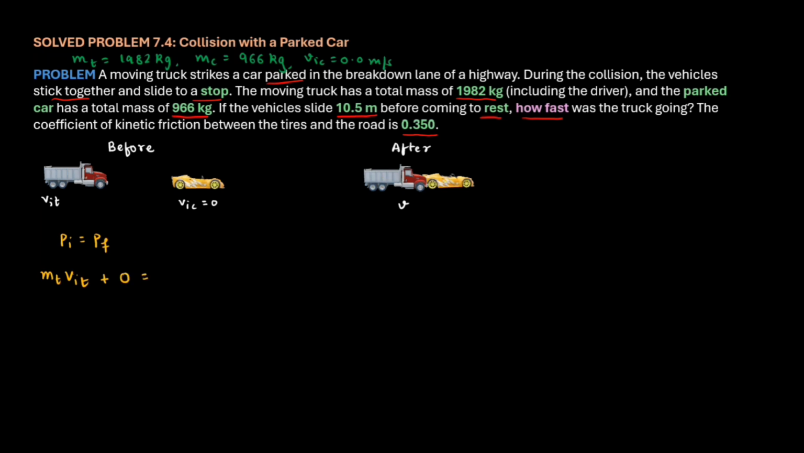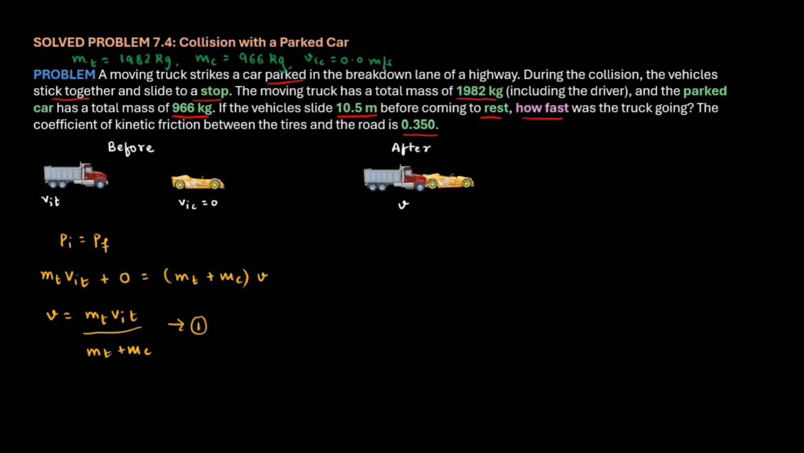After collision, they stick together. So we will combine their masses and write the mass of the composite as mass of the truck plus mass of the car. And they move with a common speed v. We can rearrange the terms to write v as mass of truck times initial velocity of truck over mass of truck plus mass of car. This is the final speed with which they are moving after collision. So I will call this equation 1.